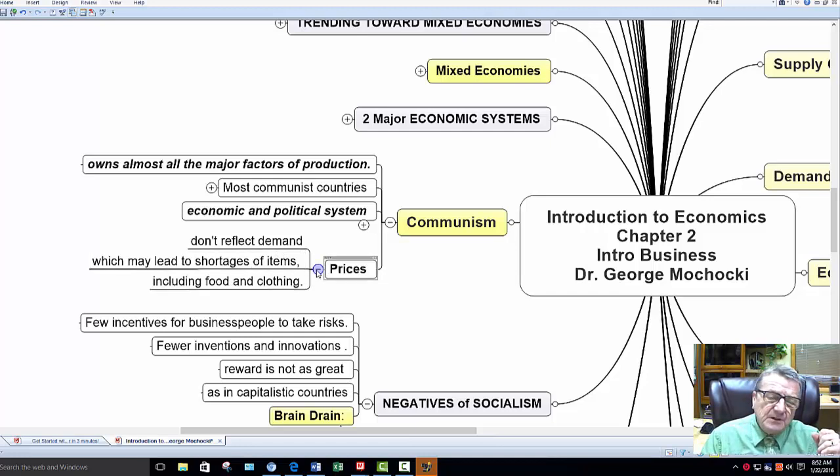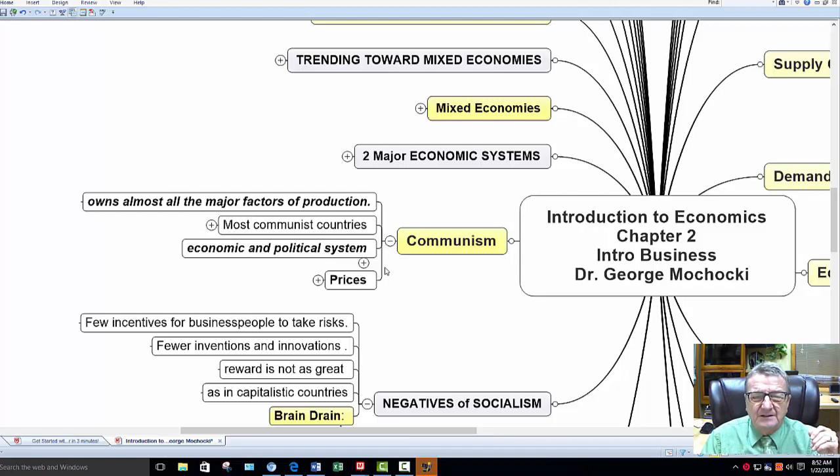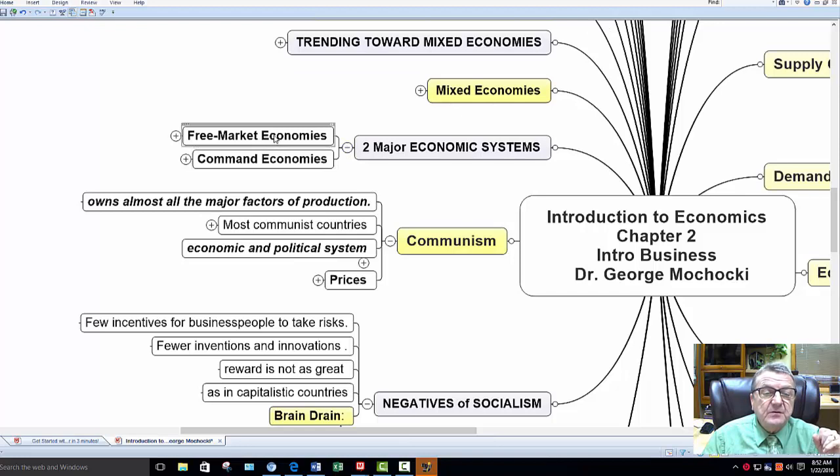And if you look at something like this, it's not effective. It works well in that it spreads the wealth, sort of, but it doesn't give consumers what they want. So you have more of one, or not enough of the other. Okay, so the two major economic systems are free market and command. If I have a question on which one is a command system, that would be the communist system.